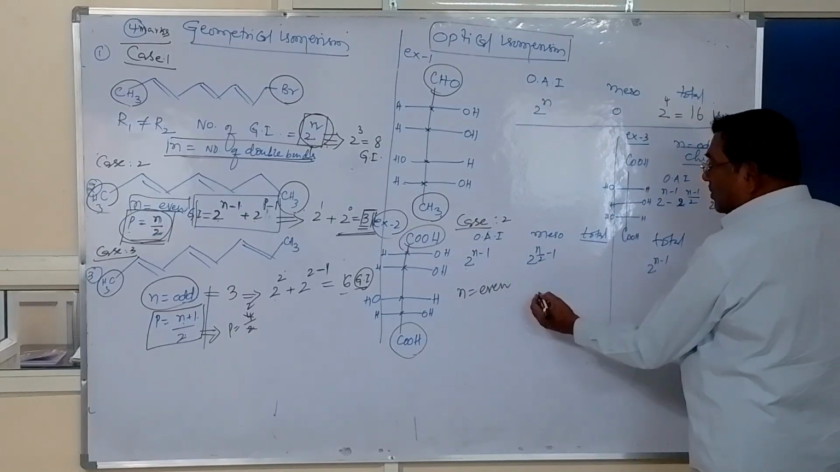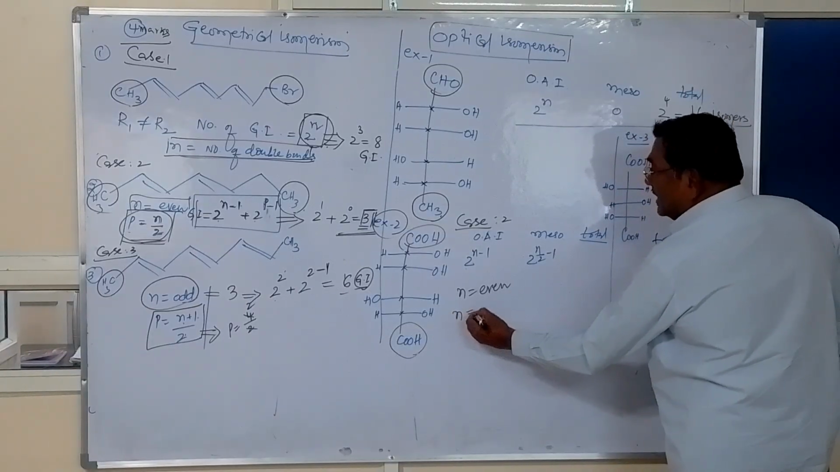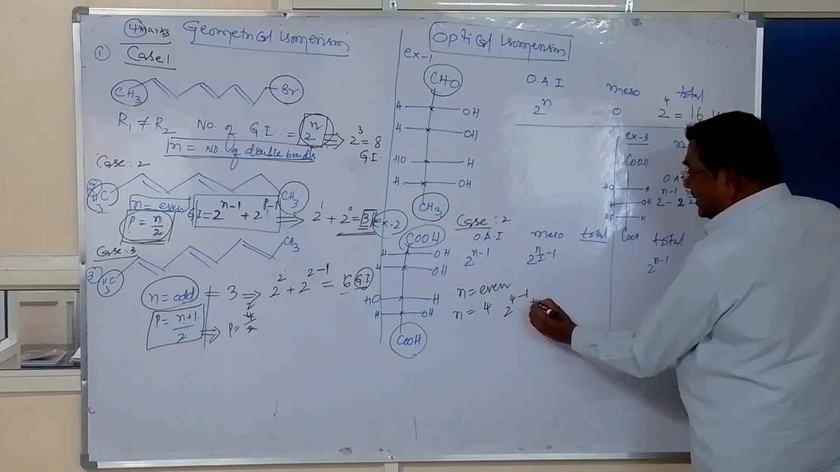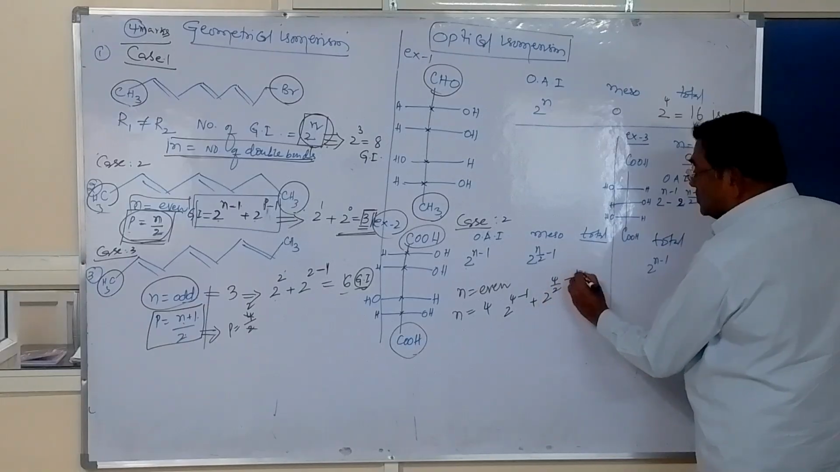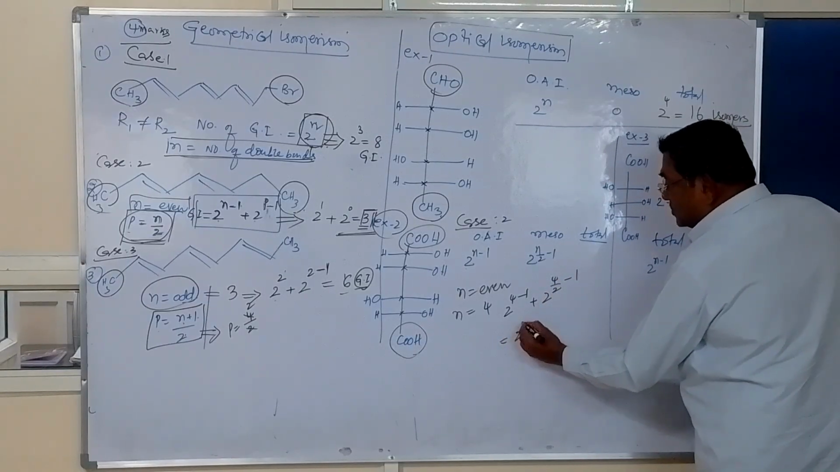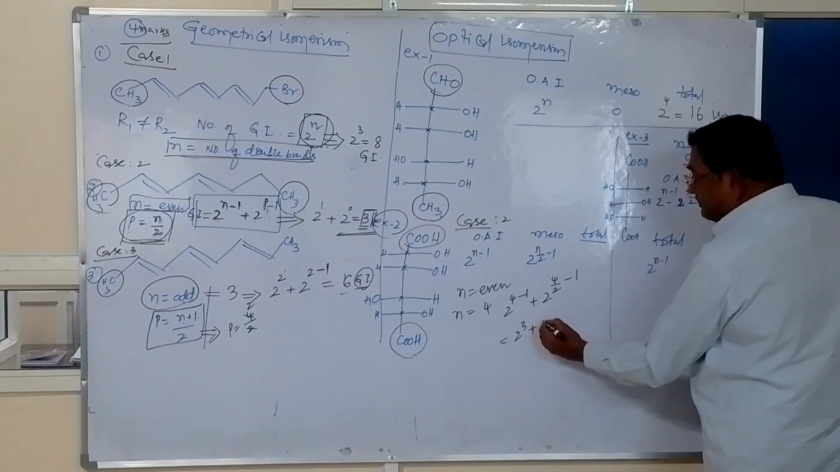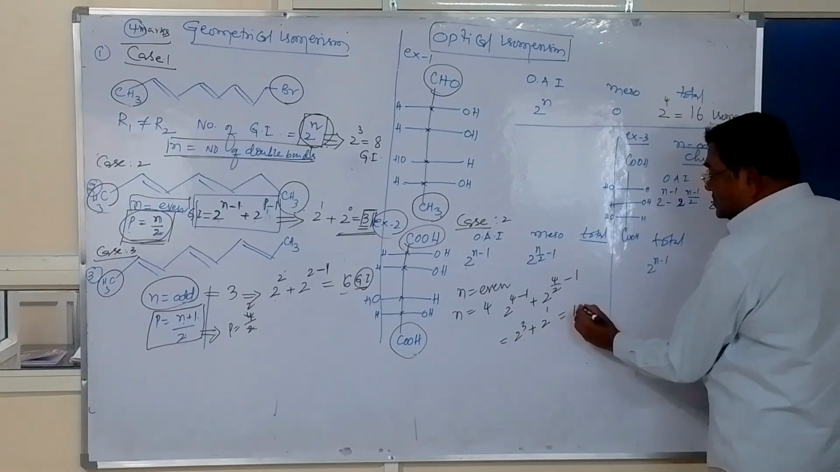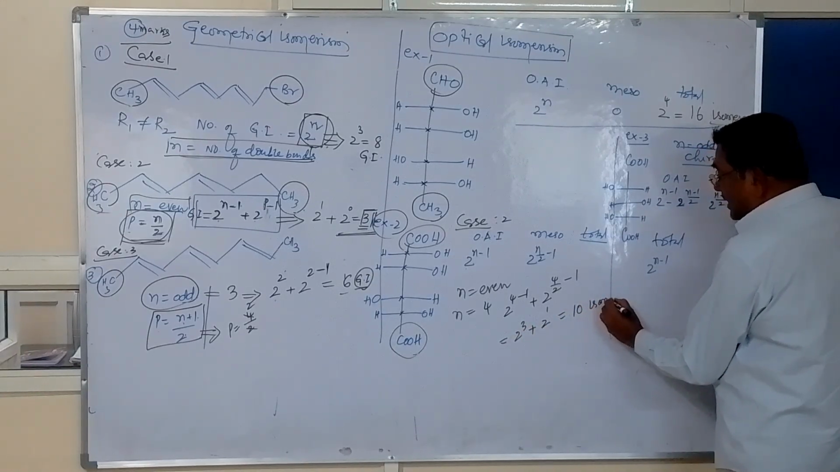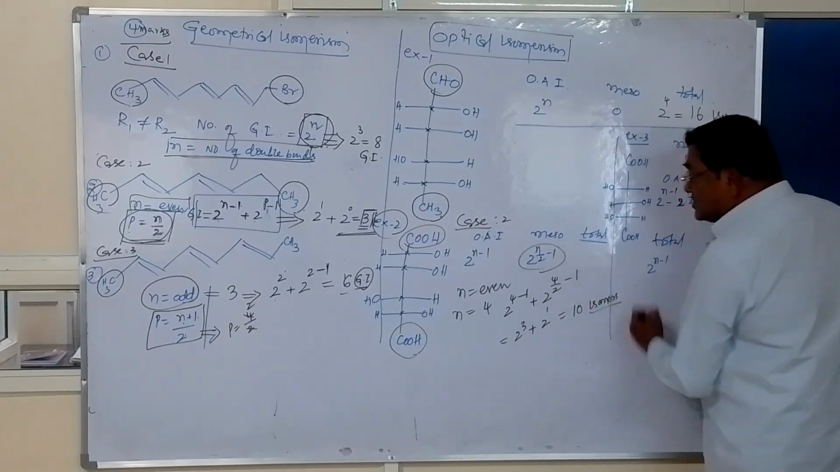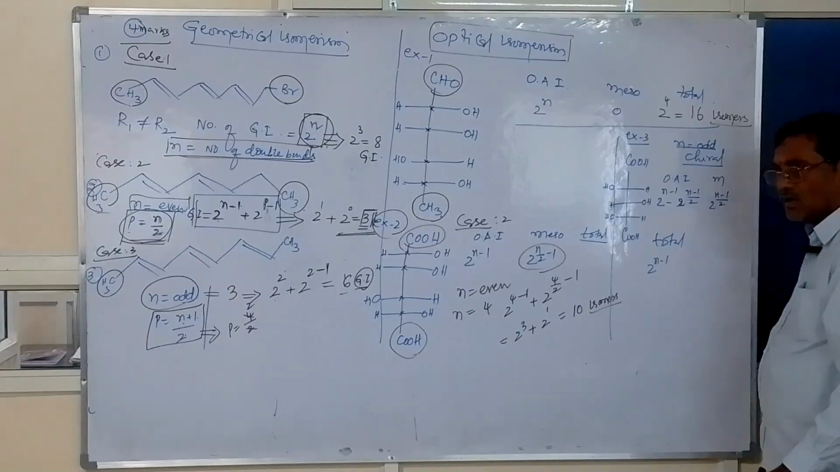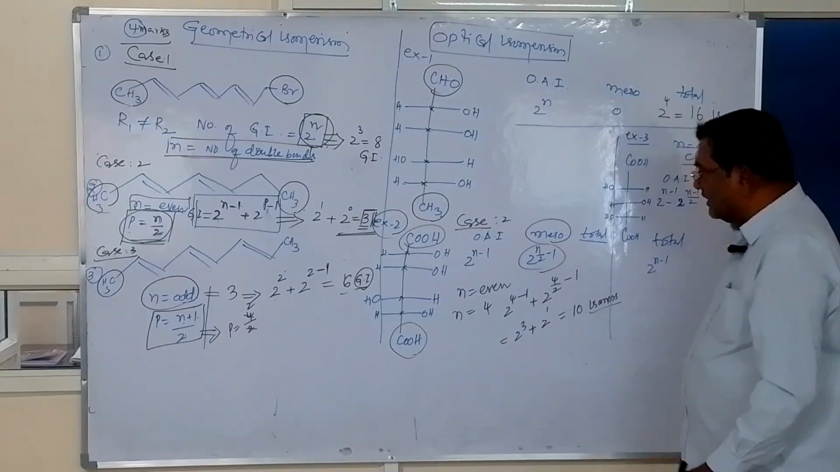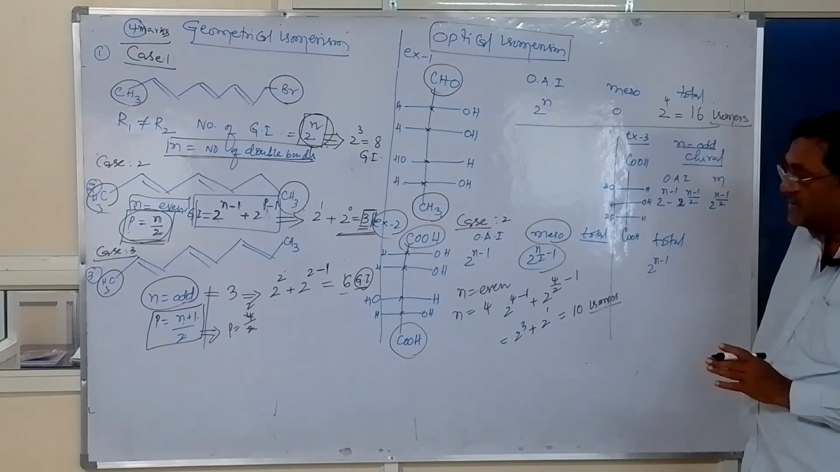Then how are we going to calculate? With n equal to 4, how many are possible? 2 to the power 4 minus 1 plus 2 to the power 4 by 2 minus 1, which is equivalent to 2 to the power 3 plus 2 to the power 1. So it's 8 plus 2, 10 isomers are possible. But meso are only 2 here. Meso means optically inactive, having a plane of symmetry, children.